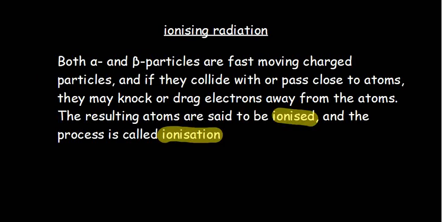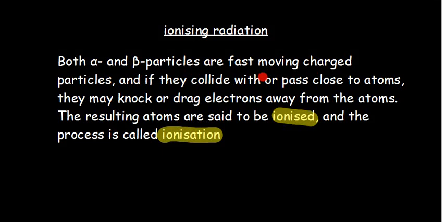Anyways, let's continue. Now I'm talking about ionizing radiation. Both alpha and beta particles are fast-moving charged particles, and if they collide with or pass close to an atom, they may knock or drag electrons away from the atoms, and the resulting atoms are said to be ionized, and the process is called ionization. This is quite easy to understand, but if you don't understand, I'm going to explain in the next slide.